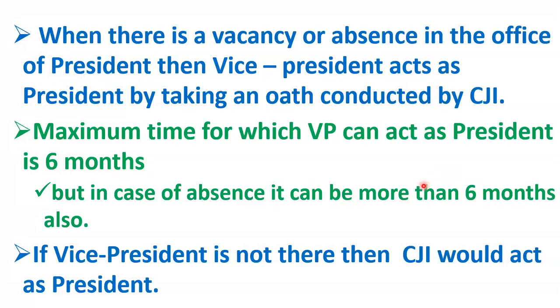Now friends, what if the vice president is also absent or the post of vice president is also vacant? Means there is a vacancy on the post of vice president, or the vice president is also not available to perform his duty. In that case, if the vice president is not there, then the Chief Justice of India would act as the President of India.